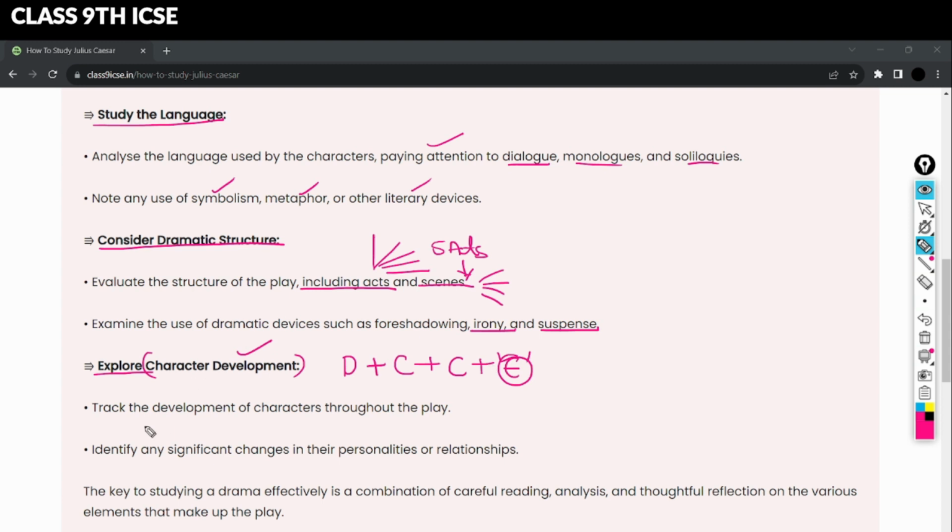So we need to track the development of the characters throughout the play, come across any significant changes in their personalities and relationships. So eventually, to study a drama effectively, we need to follow these steps, that is careful reading, analyzing along, as well as thoughtful reflection.